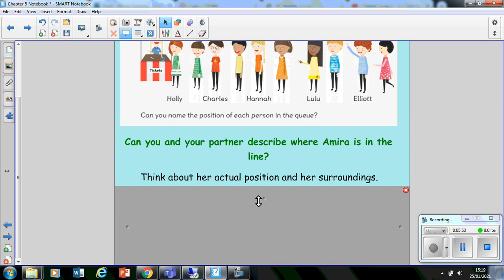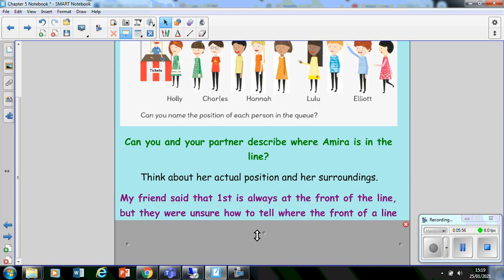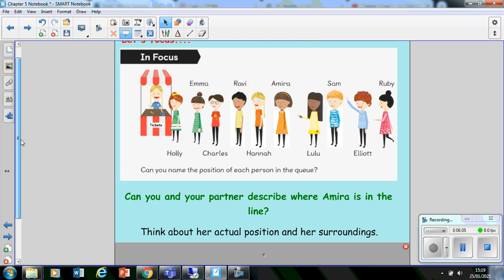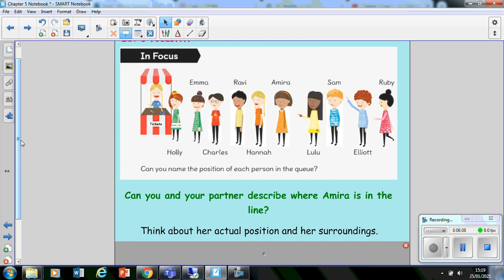Excellent, year ones. Now that you're back, I just wanted to say that a really close friend of mine was suggesting to me that you always know the position of a person when you see the front of the line. But I'm looking here, and my last question for you before you pause the video was, how do you know which is the front of the line? Is it here? How do you know that Holly is the first person and Ruby is the last? Why can't Ruby be the first person and Holly the last? I can see some of you are itching to tell me.